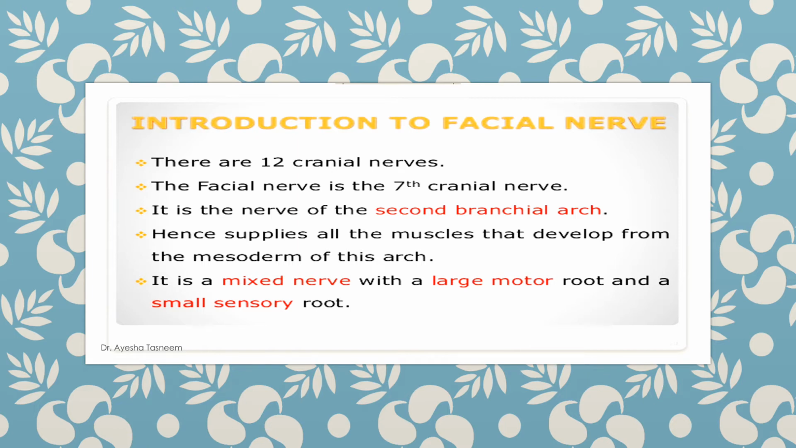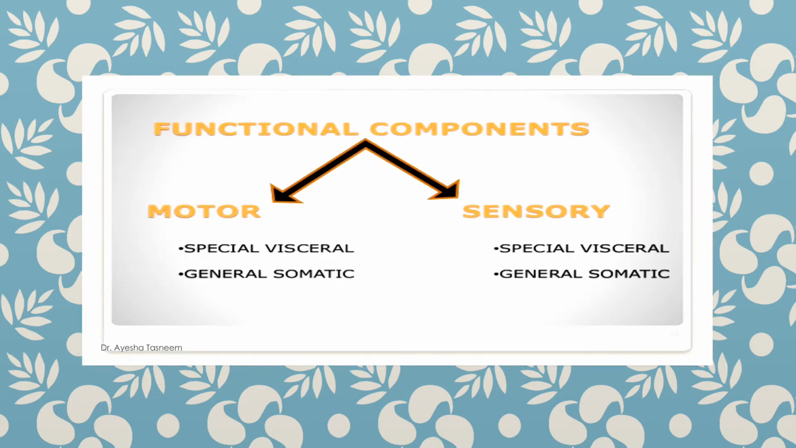Here you can see the 7th cranial nerve, the second branchial arch nerve. It supplies the muscles that develop from the mesoderm of this arch. This is a mixed nerve. Here are the components of this nerve.